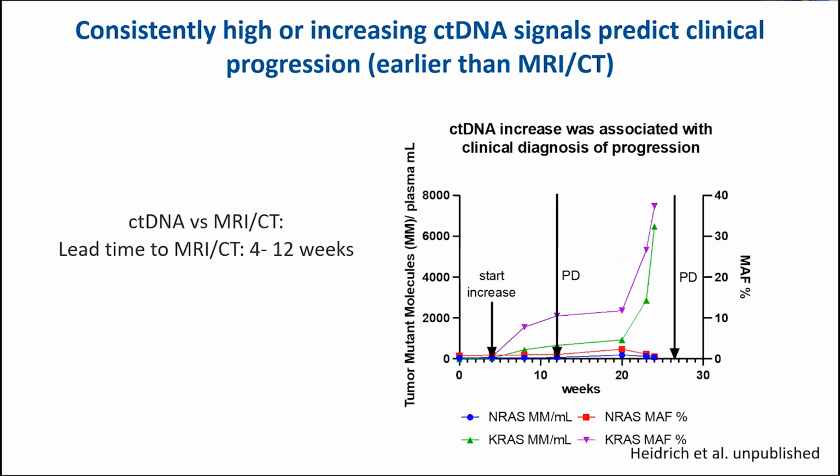We just showed a few examples. We can also see that we detect the rise in ctDNA earlier than we detect the progression with the radiology analysis. On average, in this metastatic cohort, 4 to 12 weeks before.